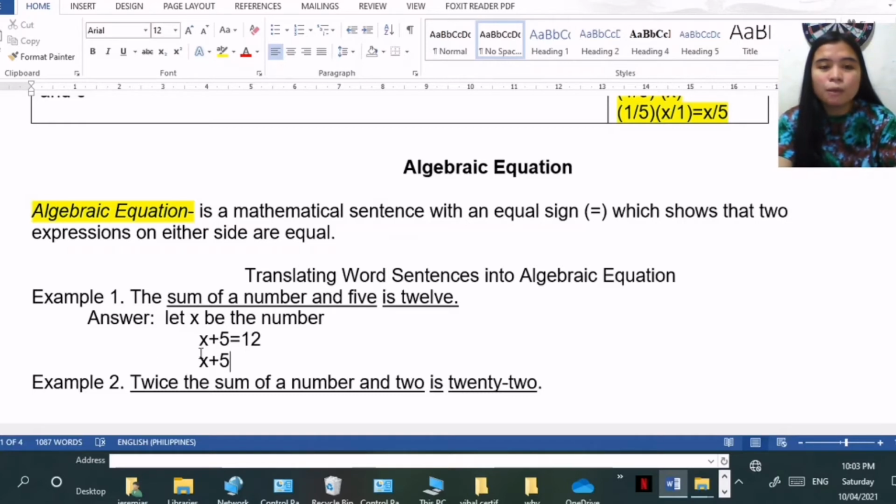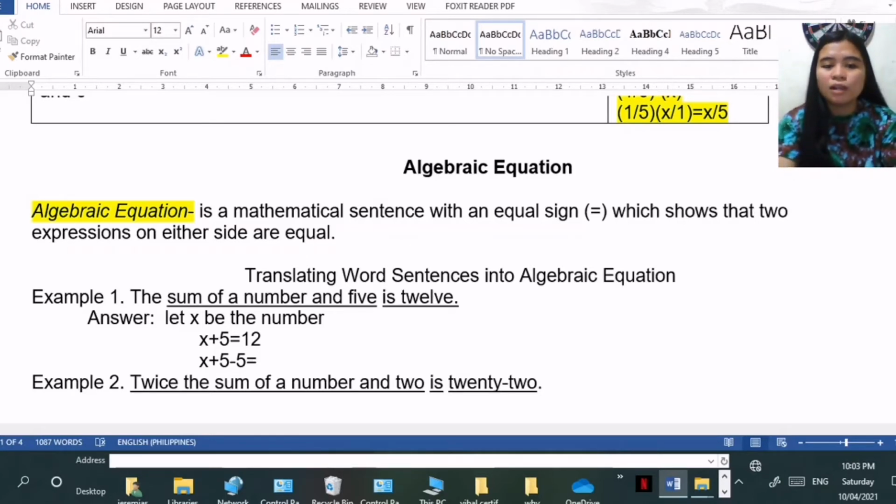Okay po? Pero dahil kasama niya dito ang 5, hindi siya nag-iisa. So, mag-iisip ka kung ano ang gagawin mo para matanggal dyan ang 5. So, ang gagawin mo is, ilalagay mo yung opposite ng 5. Dahil yan ay plus 5 or positive 5, ang opposite niya is negative 5 or magiging 5 minus 5 yan para maging 0 na siya. Para matanggal mo ang 5 dyan at maiwan na lang yung variable.